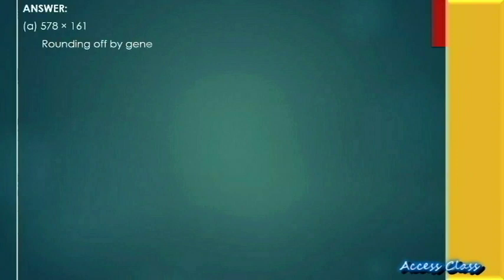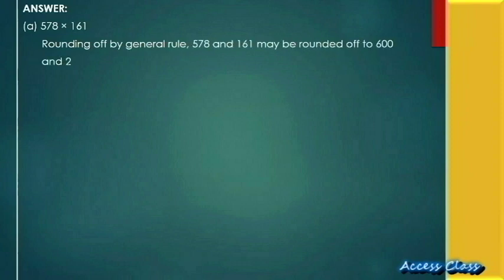578 multiplied by 161. While rounding off by general rule 578 and 161, what will you get? You will get here 600 and 200. When you multiply these numbers, what will you get? I need a quick answer. How do you multiply these two numbers very quickly without using pen and paper?